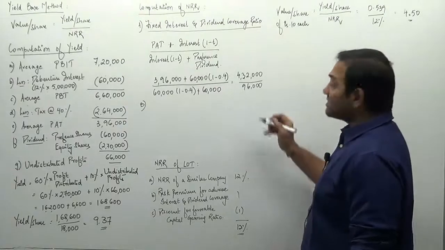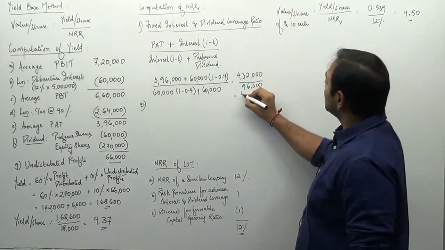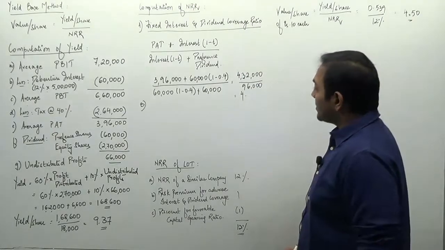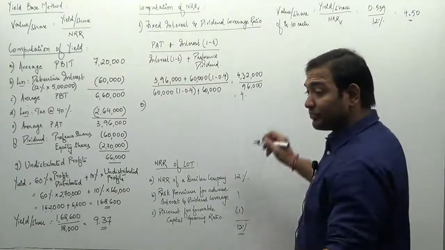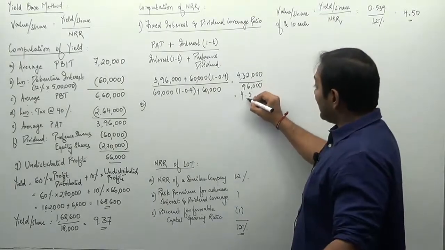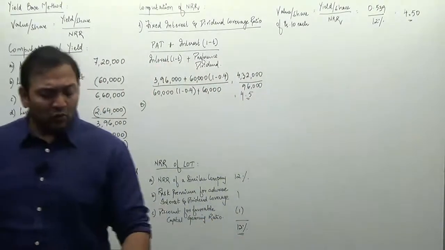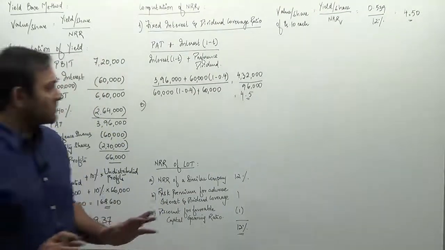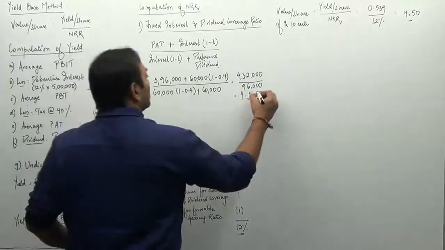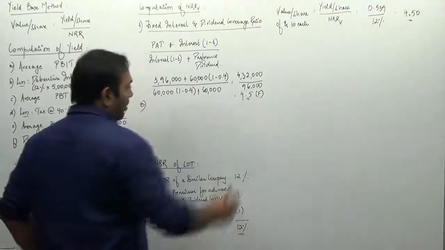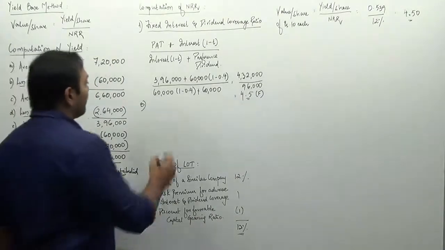Four thirty-two divided by 96,000 is 4 point some change you should get, guys. That's 4 point something. 4.5, somewhere around that, no problem. But what he has asked is at least 4 times. Now I have 4.5, that means I have favorable condition now. I am covering it more than what he has asked.